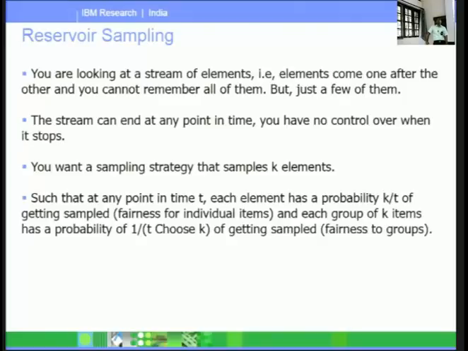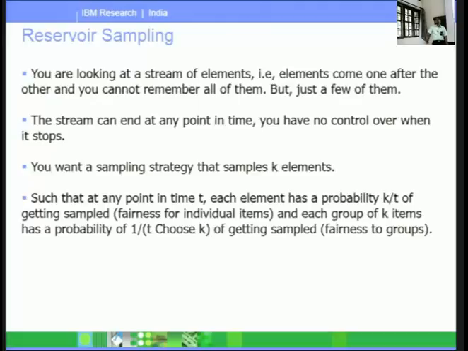Why half? What is the probability with which the 26th element should be there in the sample? You have the definition, no? This is the probability, right? What is k here? 10. What is t here? 26. So you are right, I am just guiding you. So you choose to keep that element with probability 10 over 26.